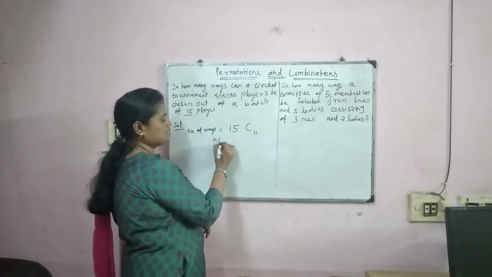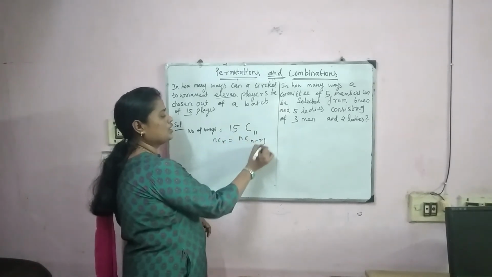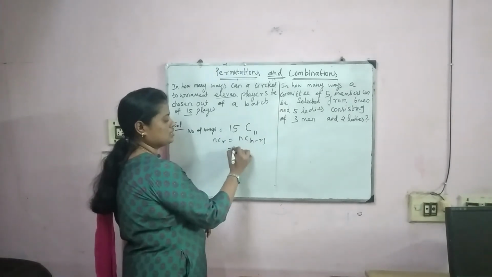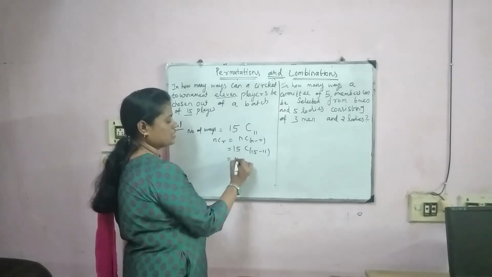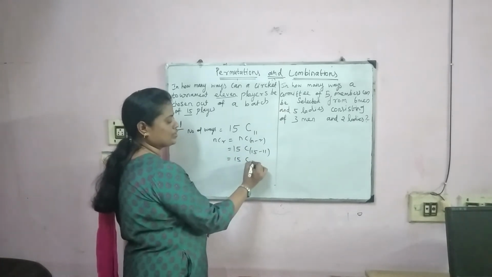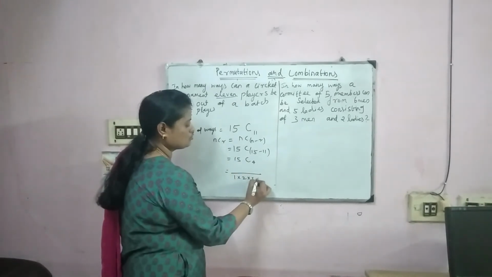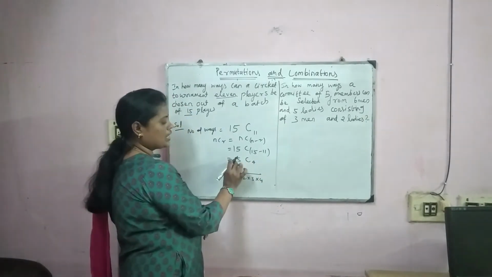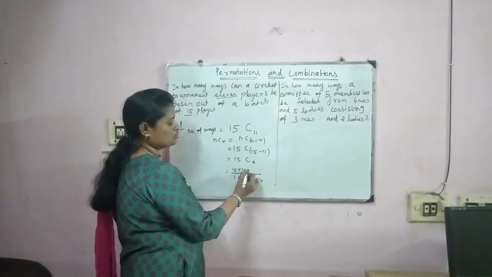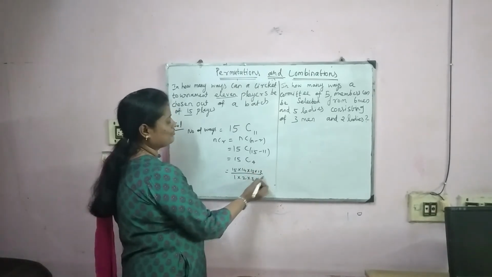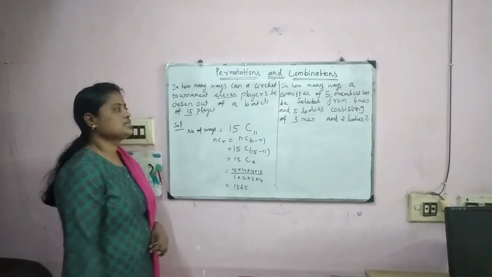Then this is nCr, we can use the result nCn minus r. So that is 15C15 minus 11, which is equal to 15C4, since 15 minus 11 is 4. So again do the calculation, 1 into 2 into 3 into 4 in the denominator, and in the numerator you have to go backward, 15 into 14 into 13 into 12. The final answer will be 1365.